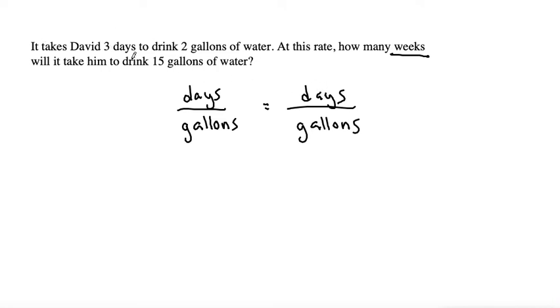So in the first sentence, we can set up our ratio on the left-hand side with the information in the first sentence. So 3 days, the 3 would go on top. 2 gallons, the 2 goes on bottom. And that equals the number of days, which is the time we're looking for. So that's going to be our variable. And it says, will it take him to drink 15 gallons of water? So 15 replaces the gallons.